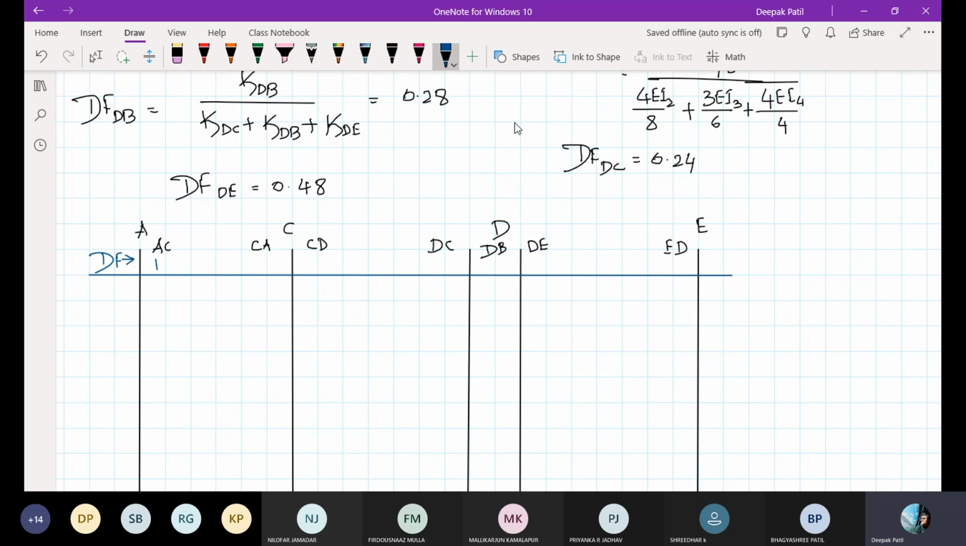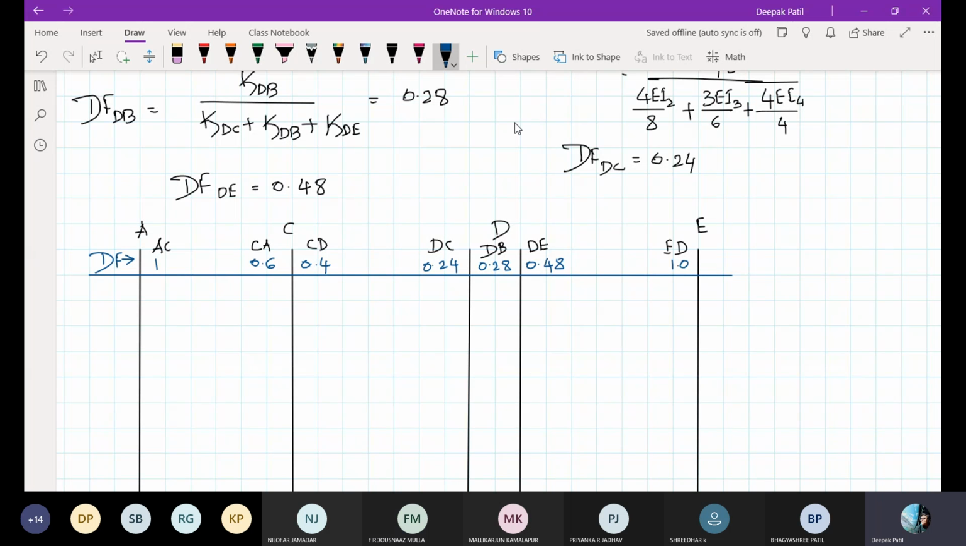Okay, let me write the distribution factors what we have calculated. By default, this will be 1. So these we have calculated as 0.6 and 0.4. This as 0.24 we have calculated, 0.28 we have calculated, 0.48 we have calculated, and this we have calculated as 1. Okay, is this clear, students, till this point?